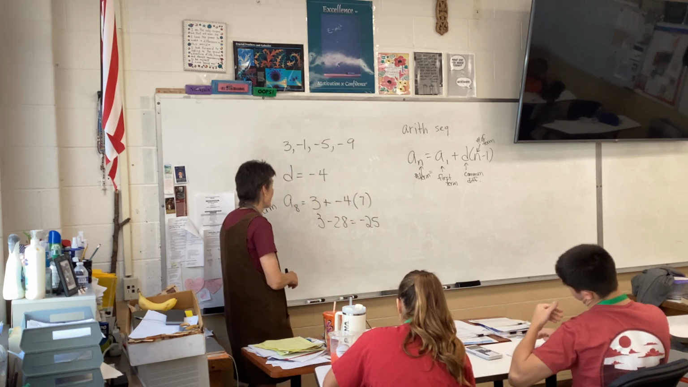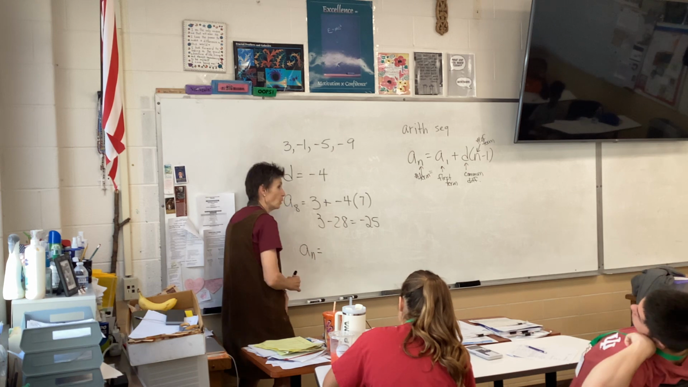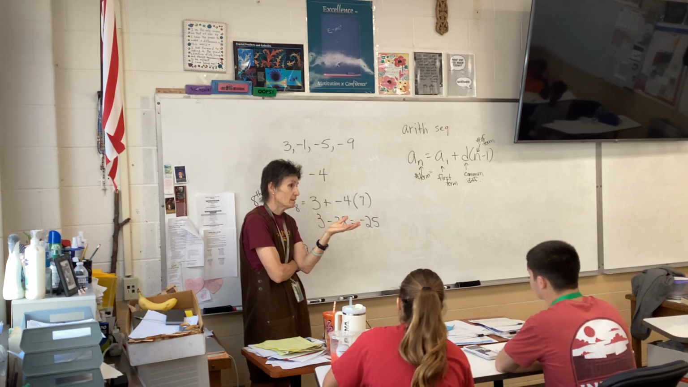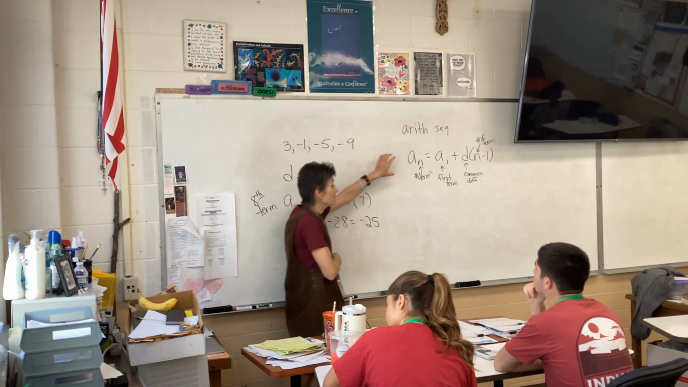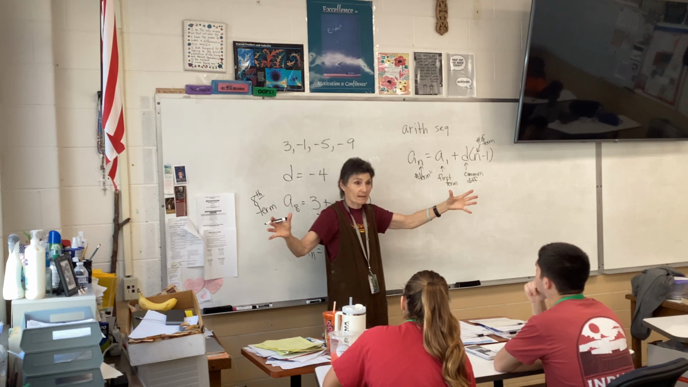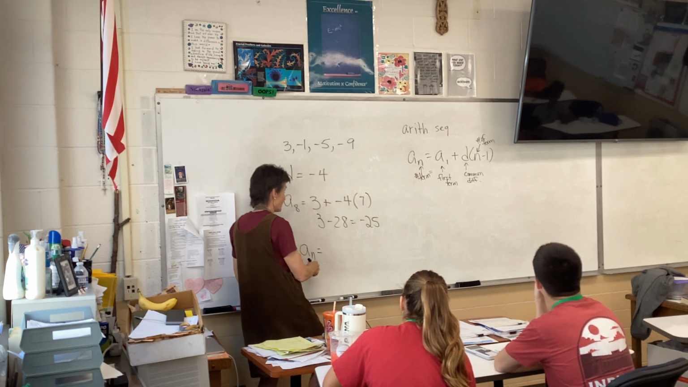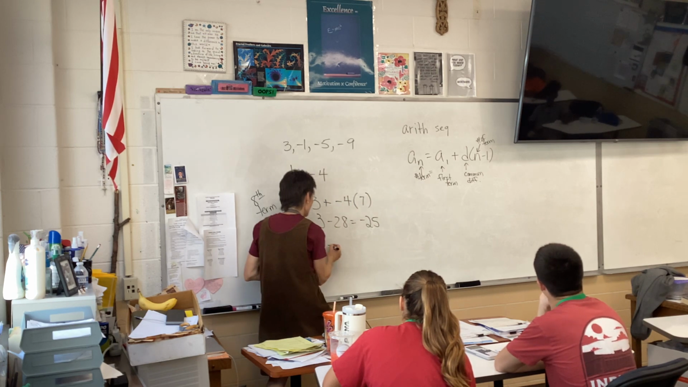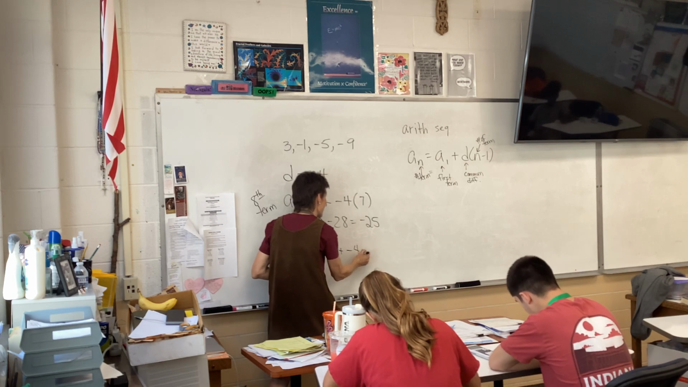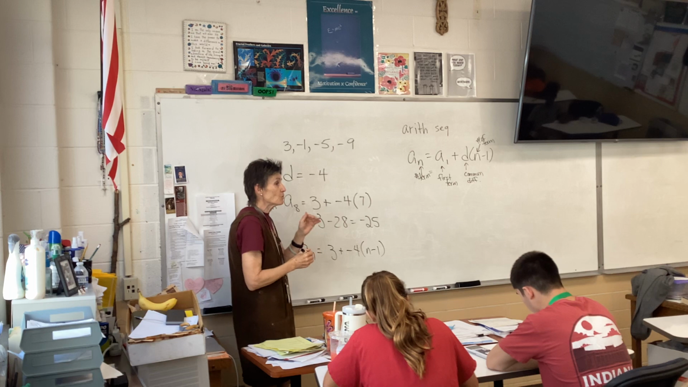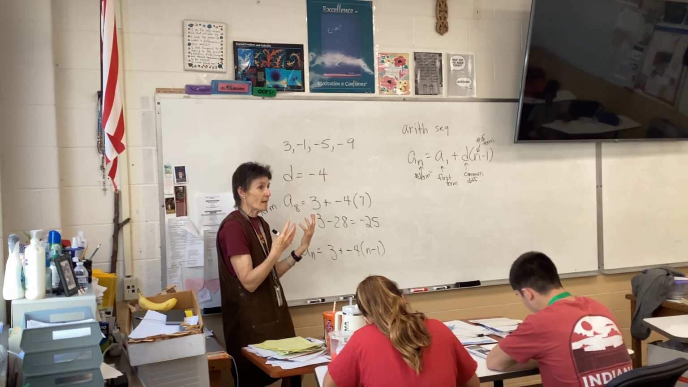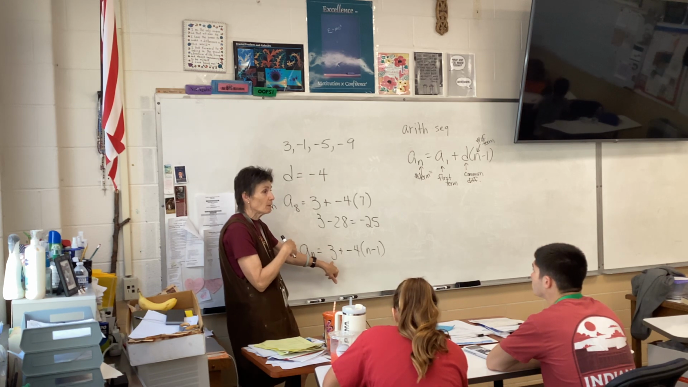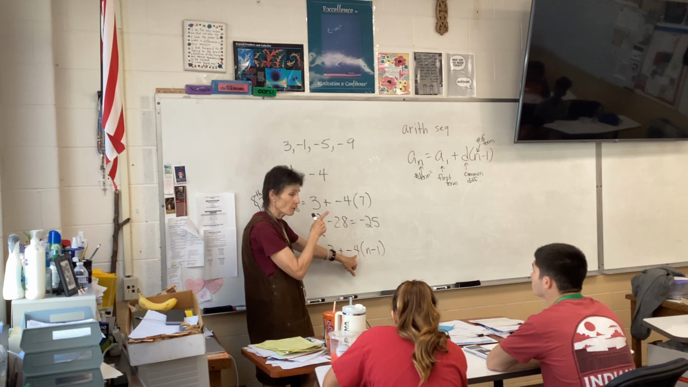And finally, we have to find an explicit rule. Don't let the vocabulary bother you. It's simply, what is the formula for this particular sequence? This is the rule for anything arithmetic. What is it for this particular one? Well, what is your first term? 3. Your common difference is -4. So when you're doing the explicit rule, you don't know what N is. You're finding a formula. So all you do is plug in your first term and your common difference.